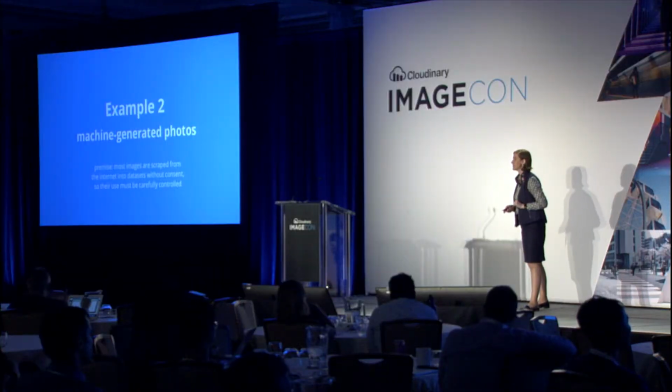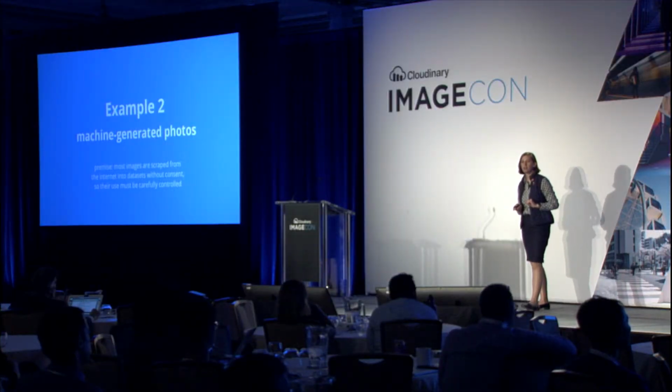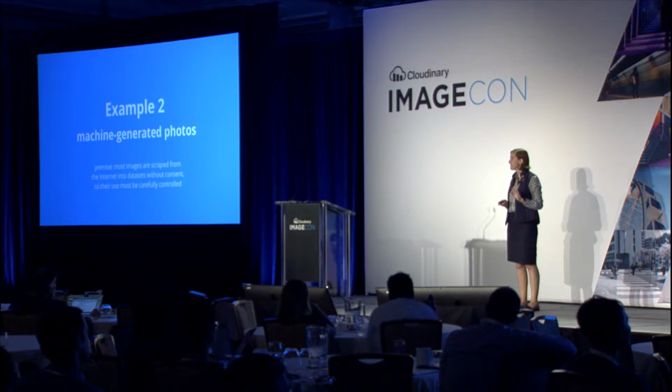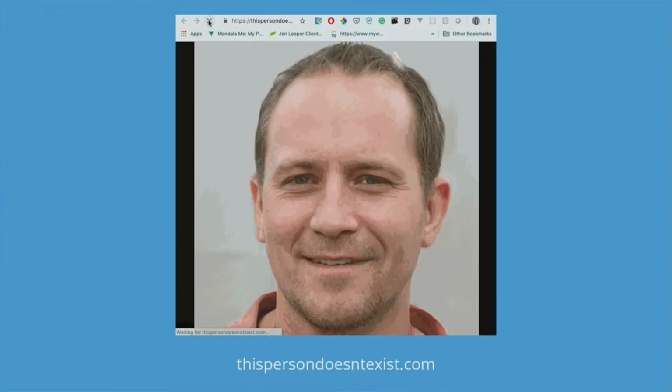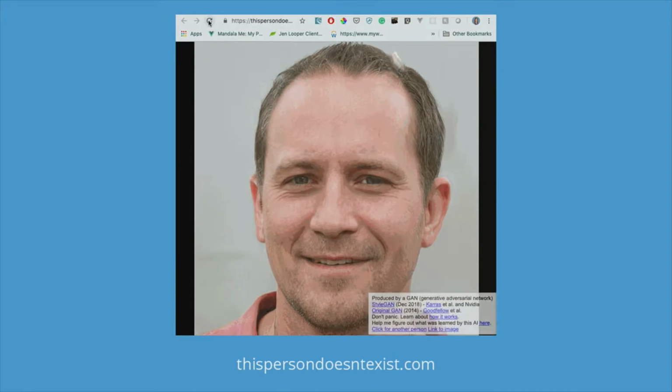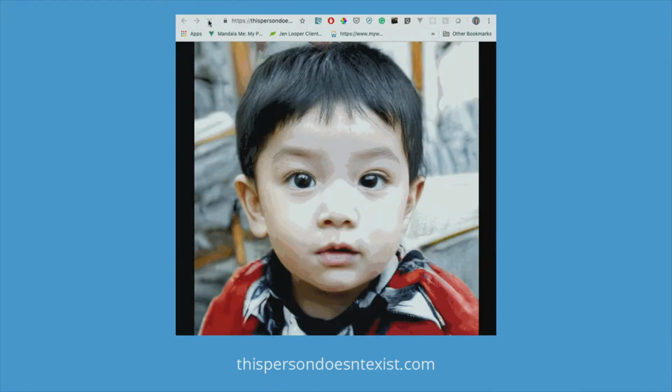Okay, let's lighten up a little bit. Here's a second example of some machine-produced imagery that freaked people out on Twitter recently. The premise of these images is that most images are scraped from the internet into data sets without any kind of consent, okay? Including the one that was used by the example I'm going to show you. So I would say that their use must be carefully controlled. This is a website called thispersondoesnotexist.com. All of these people are fake. They have just been created by a machine learning algorithm.